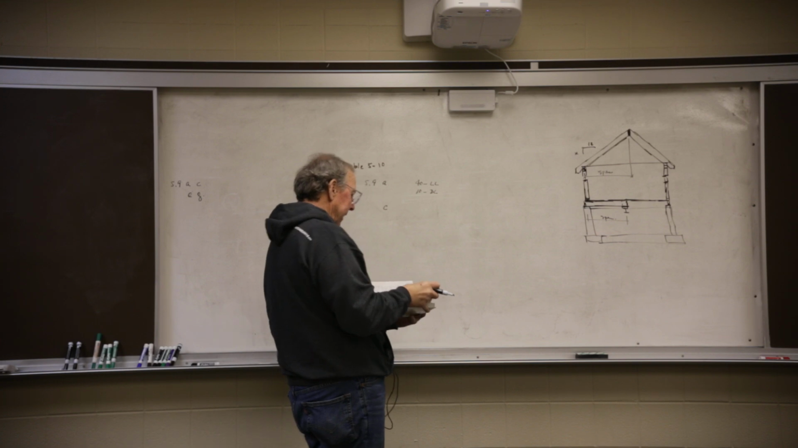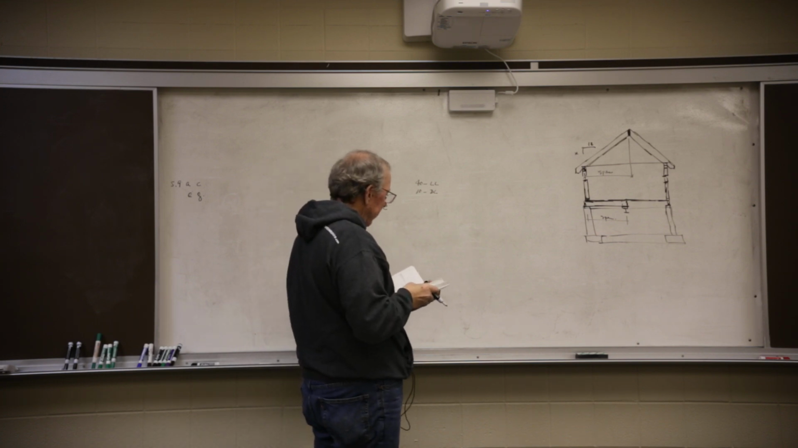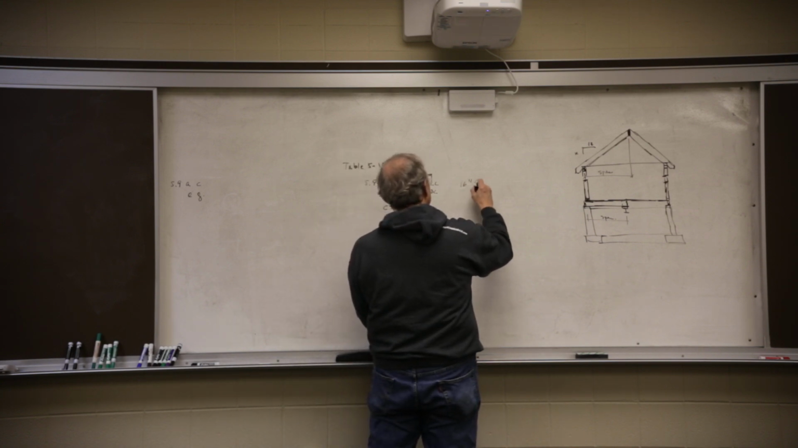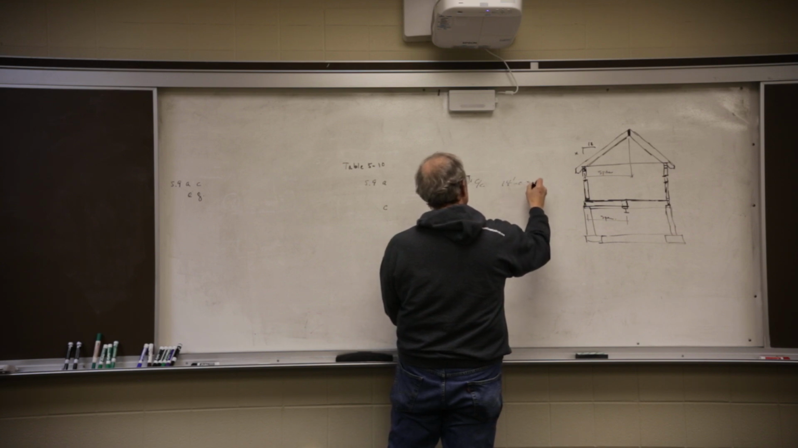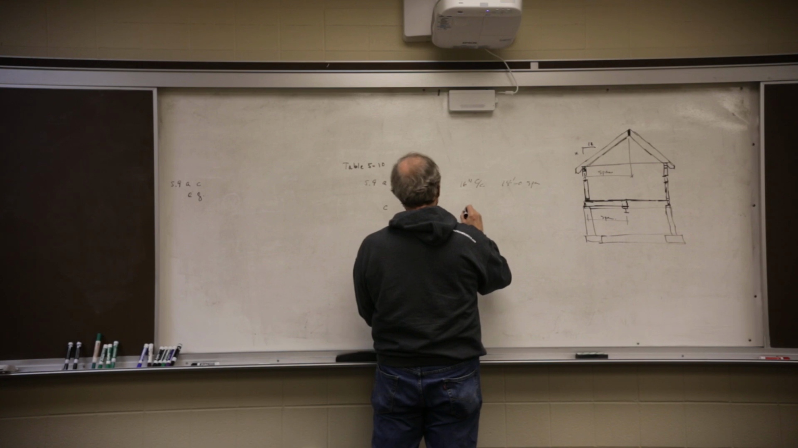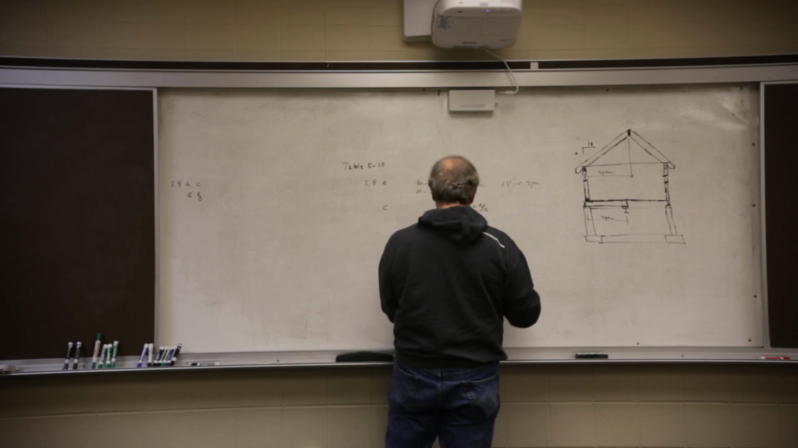I'm going to flip the page. For A, I'm going 16-inch spaces at a 14-foot span. 16-inch center to center, 14-foot span. For C, I'm going 16-inch center to center, 16-foot span.